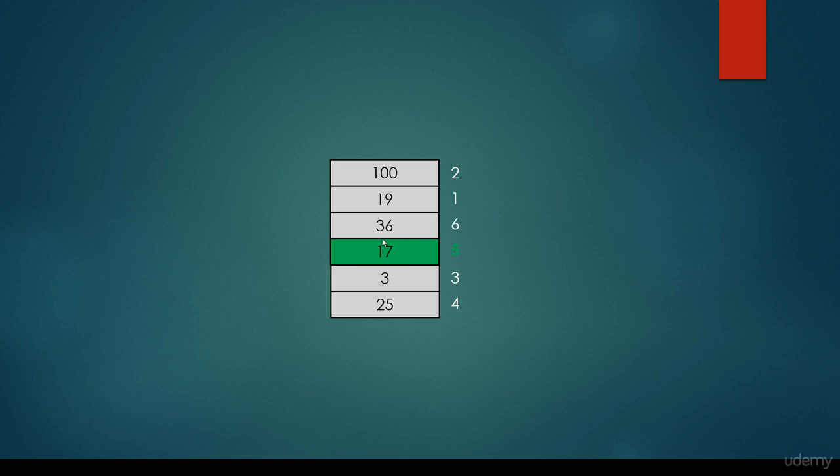It's going to be the 17, because 5 has the highest priority if we exclude the 6, because we have already considered the item with priority 6. It's very similar to a queue, but instead of the FIFO, first in, first out structure, the first item we have inserted is not necessarily the first item we take out, because we make the decision according to the priority values.